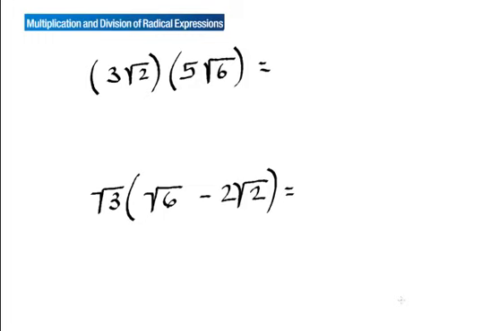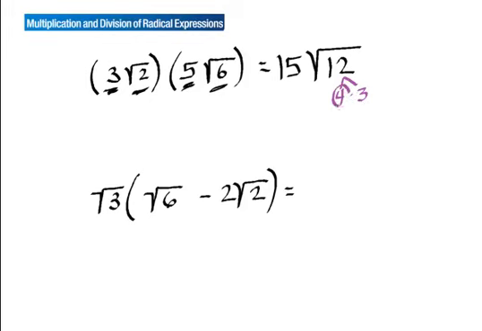This first problem is all multiplication. The 3 and the 5 just need to be multiplied. And then I have a square root of 2 and a square root of 6. So they can be combined because they're both underneath the square root to make a square root of 12. Now this would normally be finished, except that now that I've done that, I see that inside that 12 there's a 4 and a 3.